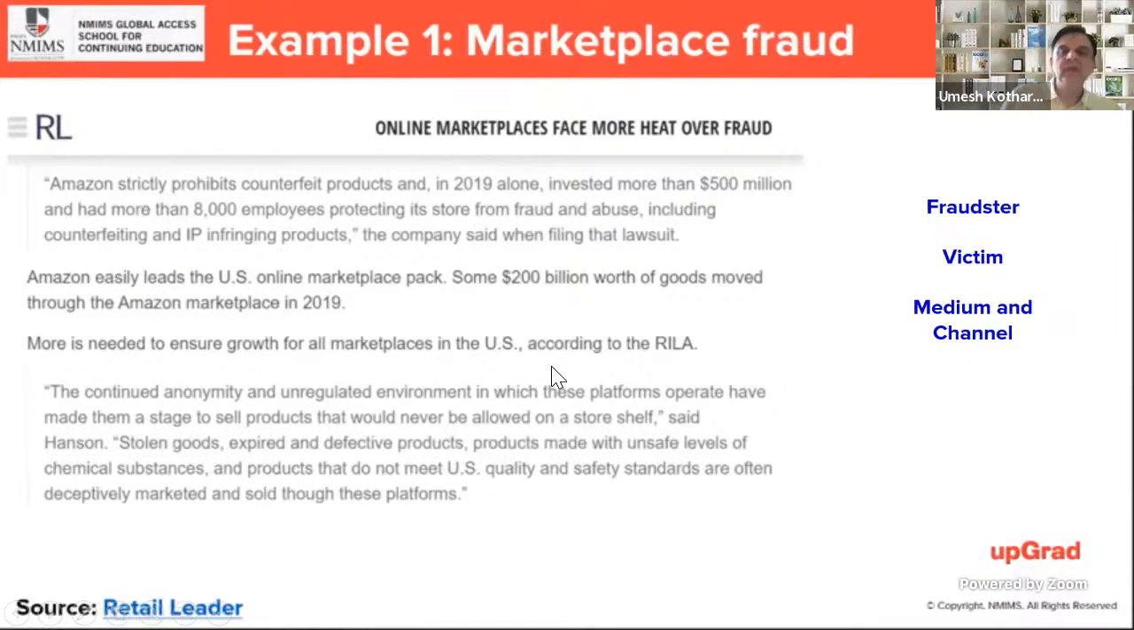Yeah, good. Now we have some specific, because the earlier case did not cover marketplace frauds in detail, we have something to talk about marketplace frauds. And this one, if you can just read it, we will do it as a class, not in our breakout room. I just want us to know who's the fraudster here, who's the victim, and what is the medium and channel that is used here.